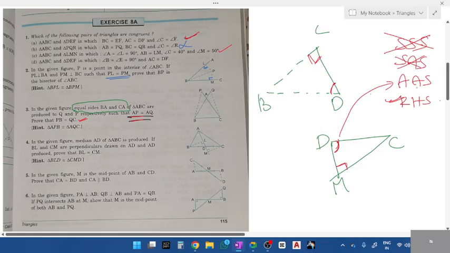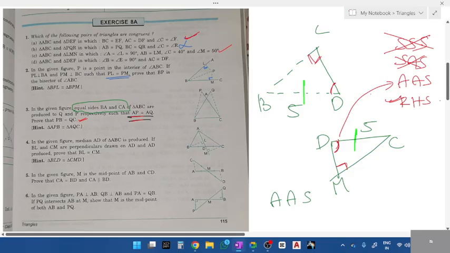Can you tell me which side is common? Look at the diagram properly and tell me. Is there any other marking given? Do you have any other marking? Can you see BD? There is one line on BD and one line on DC. What does this indicate? If BD is 5 centimeter, DC also should be. What are the two things given? We have two angles and one side.